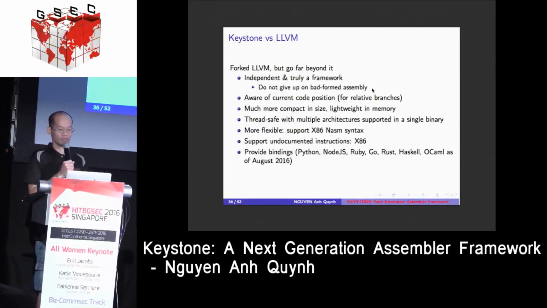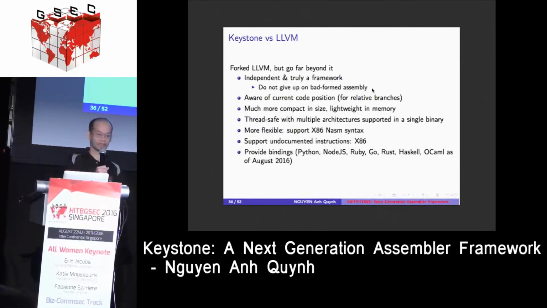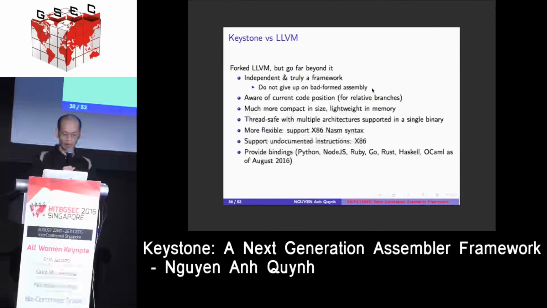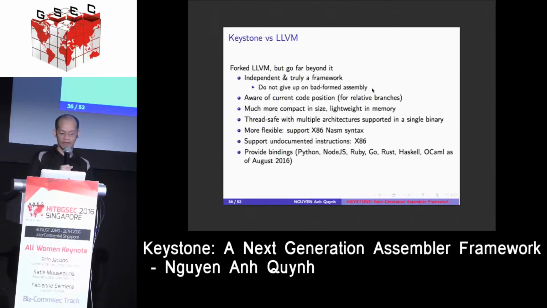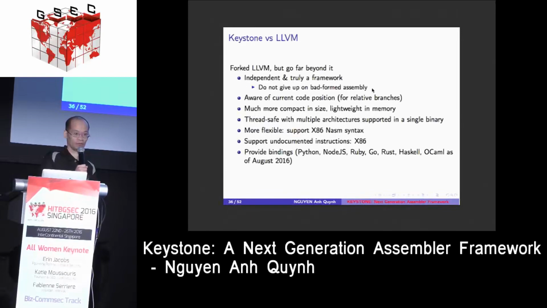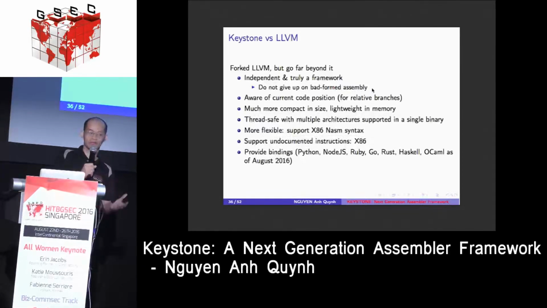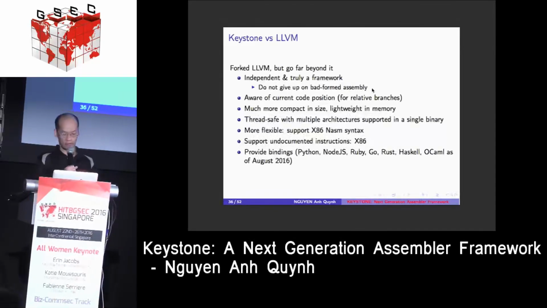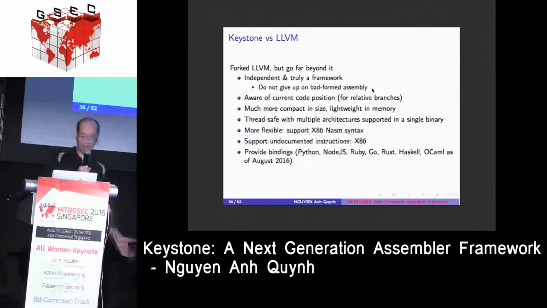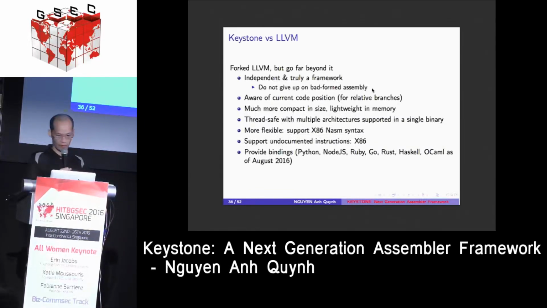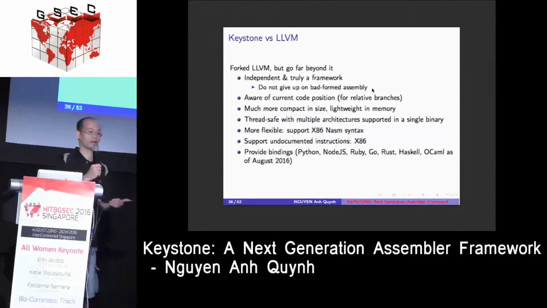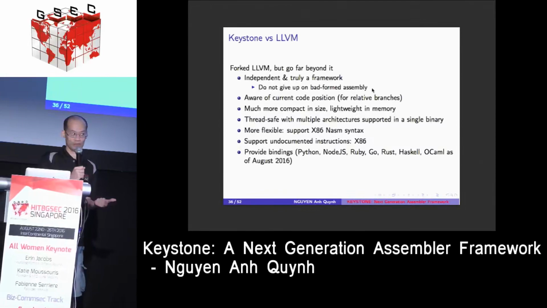Keystone is also more flexible. It supports NASM syntax for Intel CPU. Next good thing is that Keystone supports many undocumented instructions of x86, which LLVM doesn't support. I think LLVM doesn't care about undocumented instructions, but with Keystone I want it to be very flexible, to build things that sometimes really are useful for some applications in security communities. So yeah, we support many undocumented Intel instructions. And finally, Keystone provides many bindings on top of that, and LLVM doesn't.